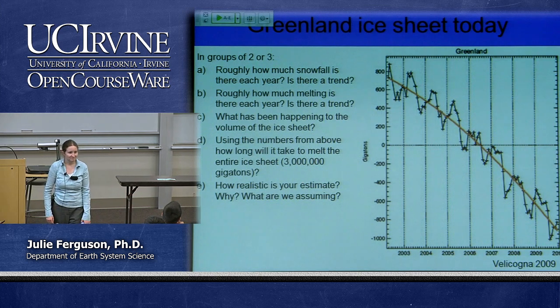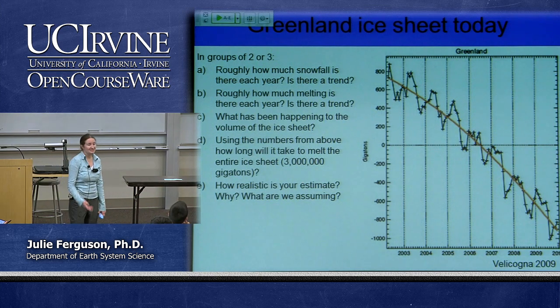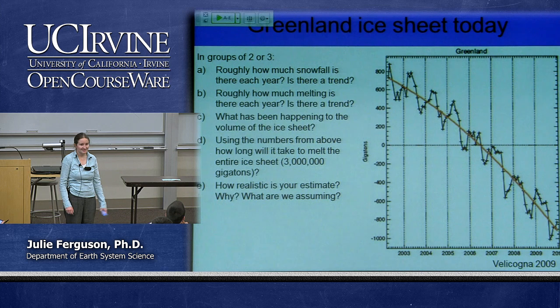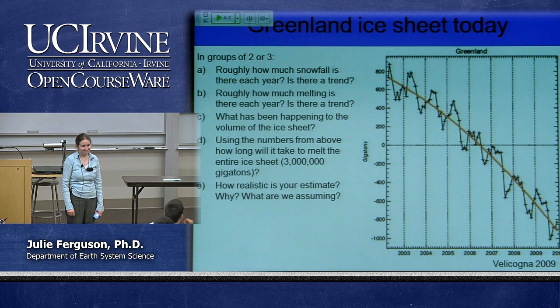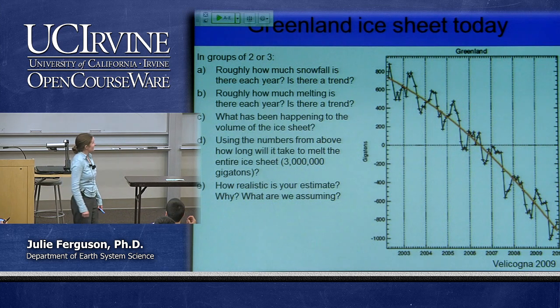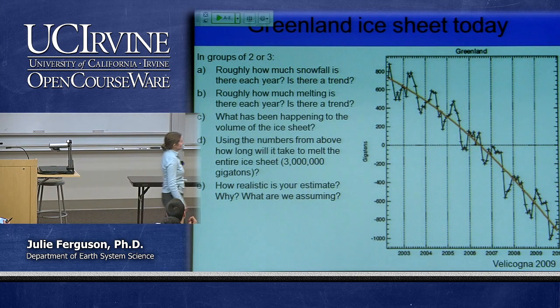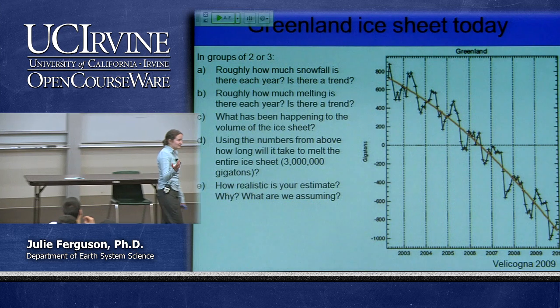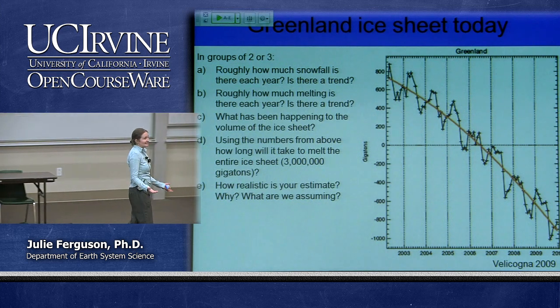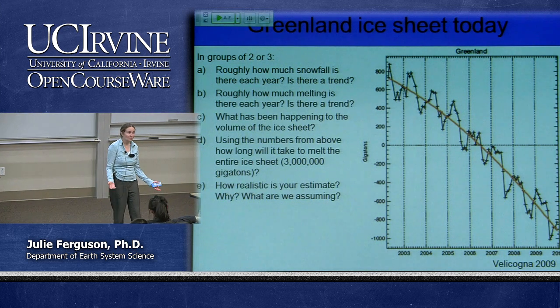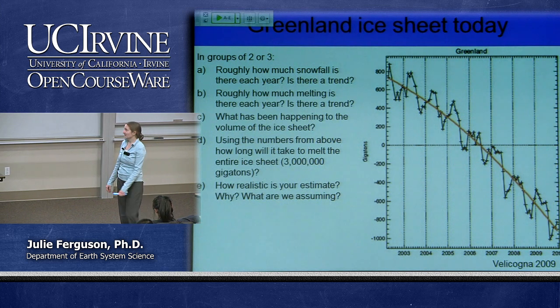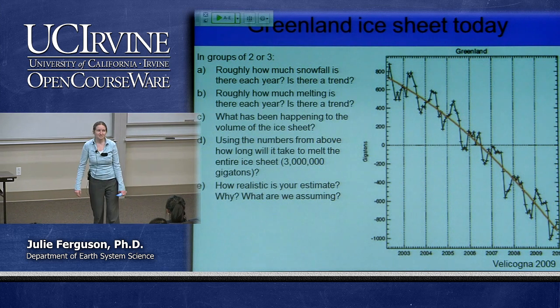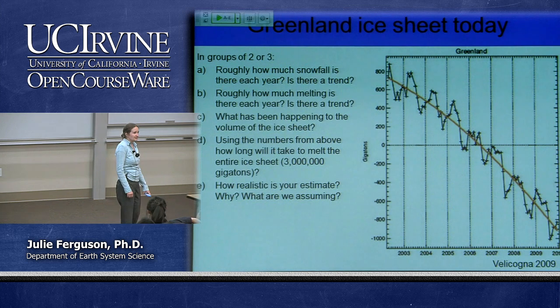Roughly 200 or so. And did you see any trend necessarily over that 7 or 8 years? Yeah, we gain about 200 and then lose about 400. Absolutely. So we seem to be gaining about 200 and losing more like 400, which obviously isn't steady state, and it's not good news for Greenland. Did anyone notice anything about how much melting we're seeing in each successive year?